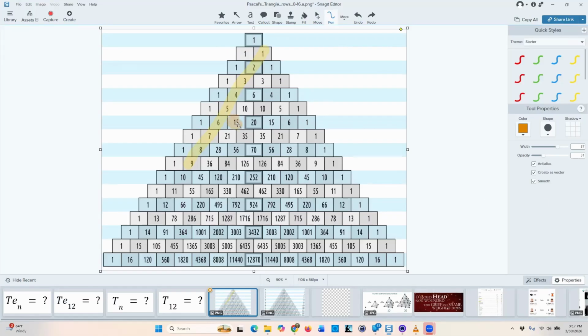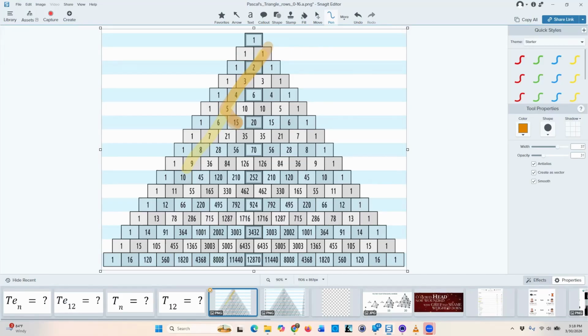15 is right here. And that is the sum of 1 plus 2 plus 3 plus 4 plus 5 and so on. 1, 2, 3, 4, 5 makes 15. This is called the hockey stick principle, which is a valid principle using Pascal's triangle.